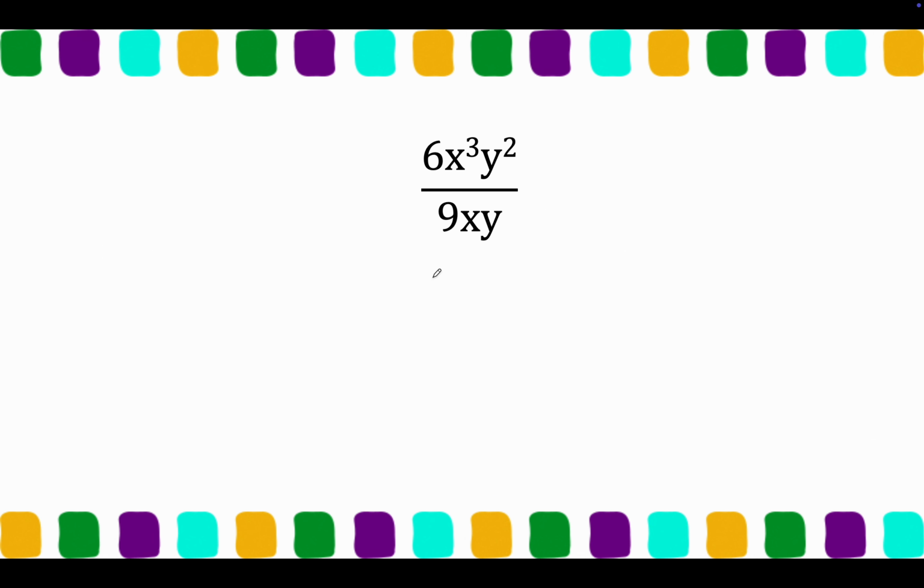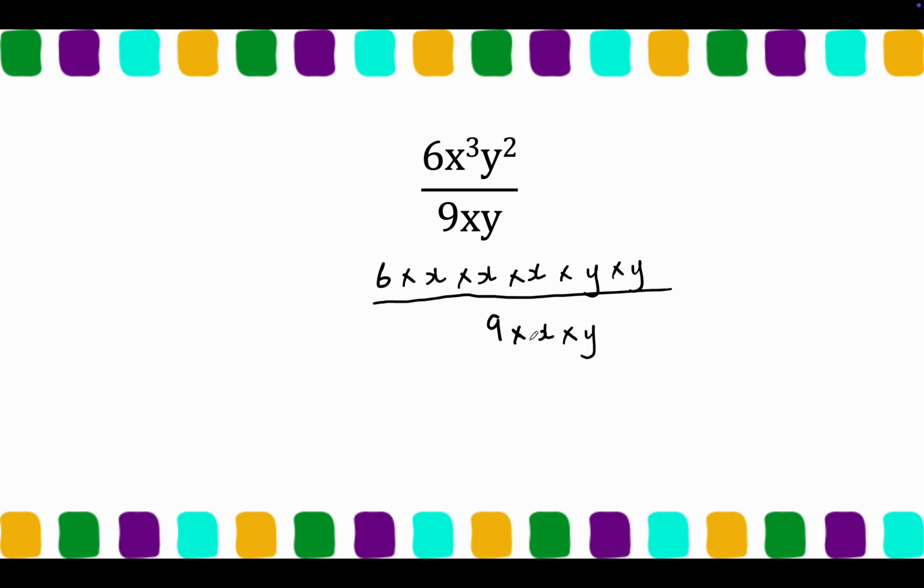Now for this one, we're going to write it out. So we're going to have 6 multiplied by x times x times x times y times y. And that will be all over 9 times x times y.